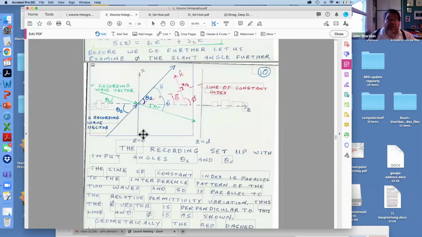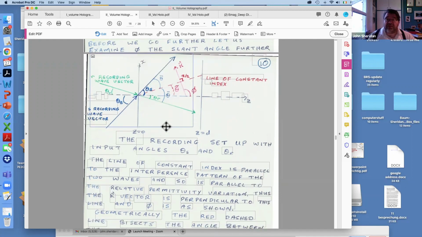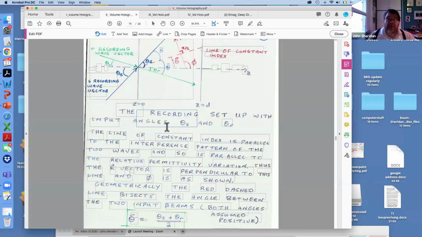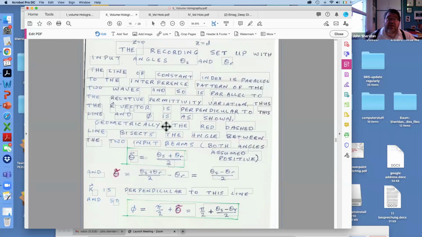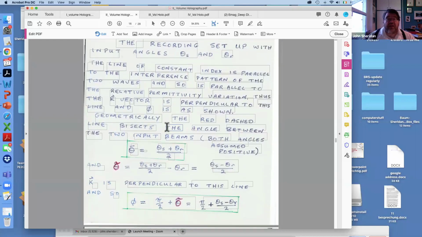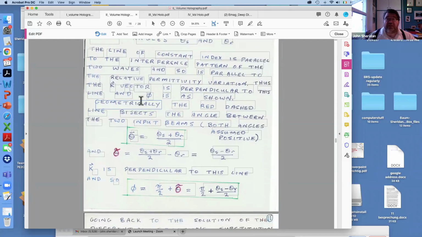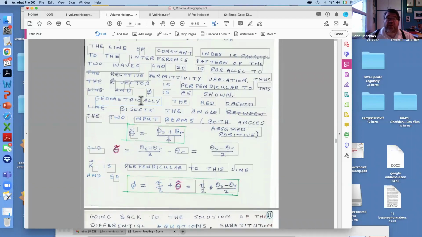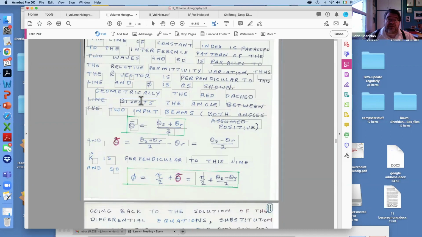And we can derive these. We can draw on our beams and clearly come up with this slant angle and expressions for the slant angle, based on the fact that these fringes bisect the traveling directions of the two beams. So even if it's unslanted, this dashed line still goes down the middle. It's basically that plus that divided by 2 on either side of this angle. So it's a line of constant index. The recording setup with input angles theta S and theta R, the line of constant index is parallel to the interference pattern of the two plane waves, and so is parallel to the relative permittivity variation. The grating vector is perpendicular to this line, it's perpendicular to the fringes, and phi is as shown.